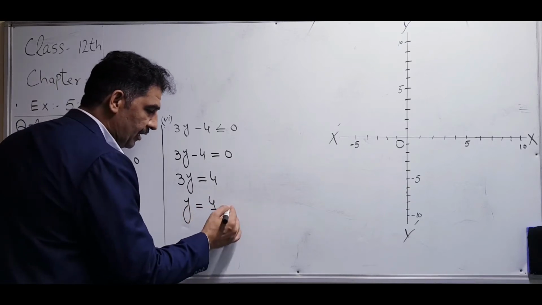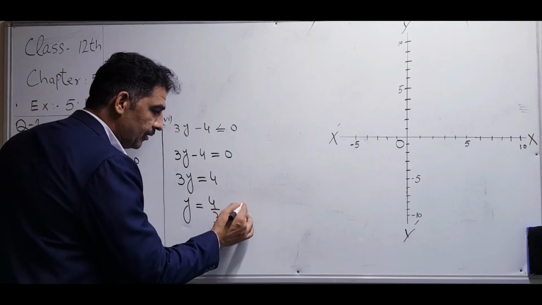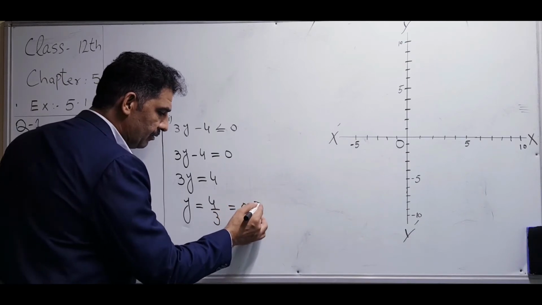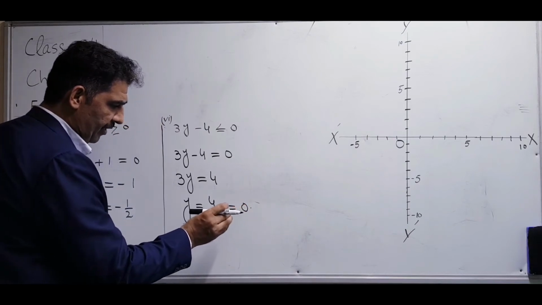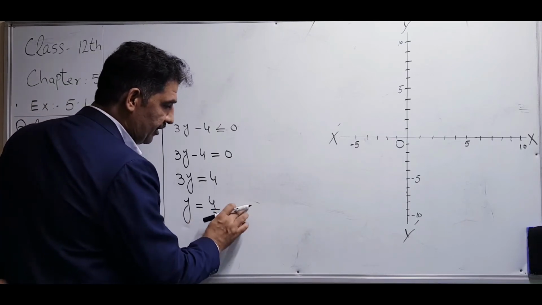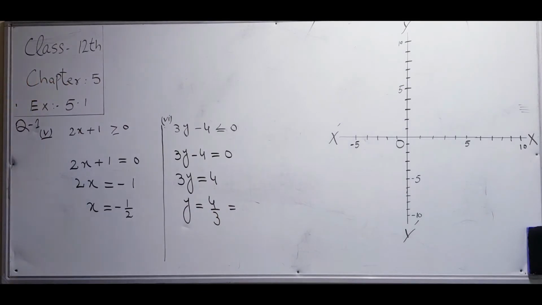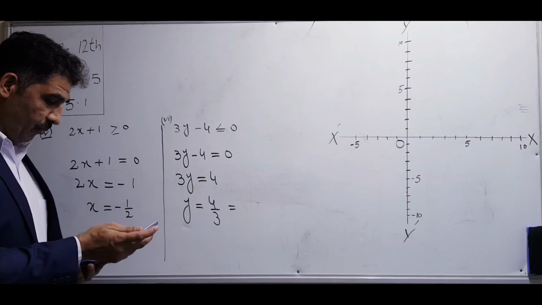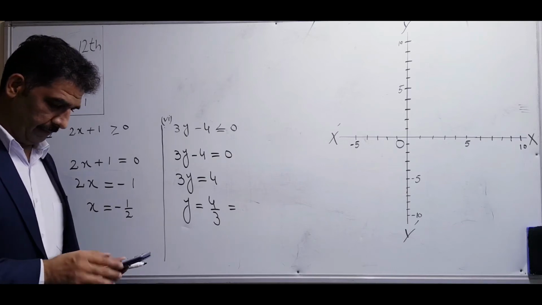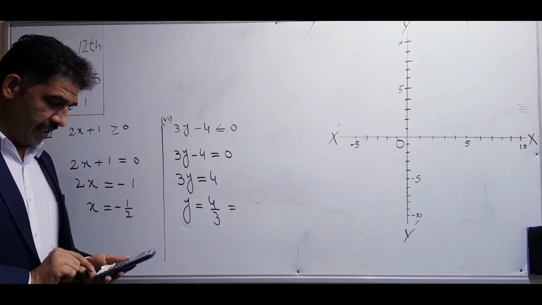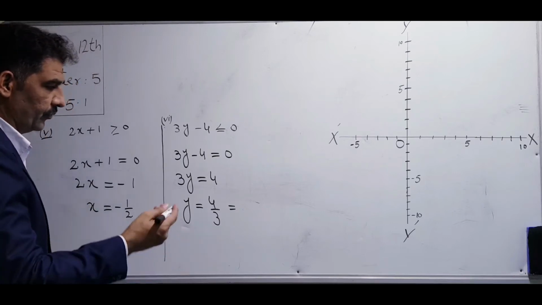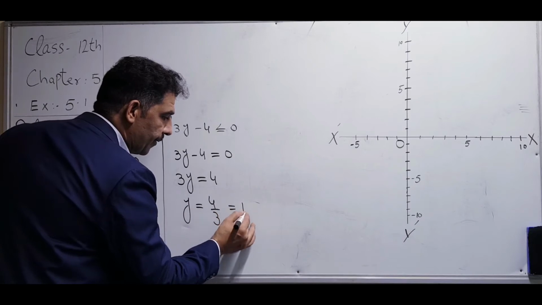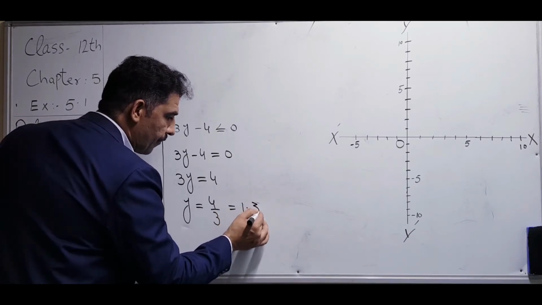4 over 3. Let's check this value first. 4 divided by 3, what is the answer? Yeah, 1.33.